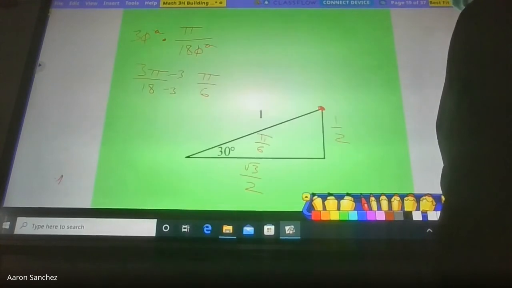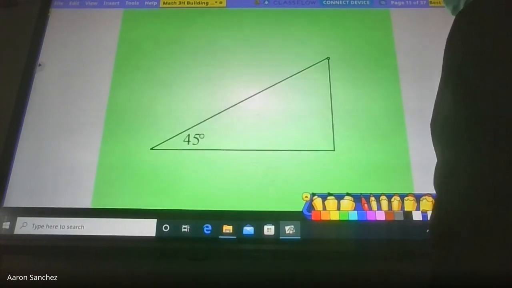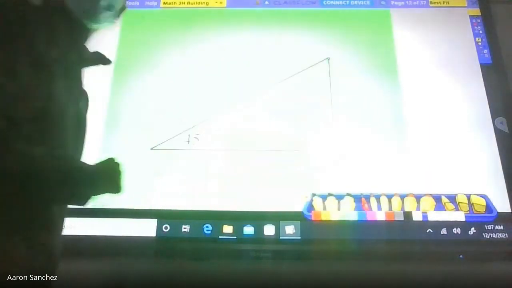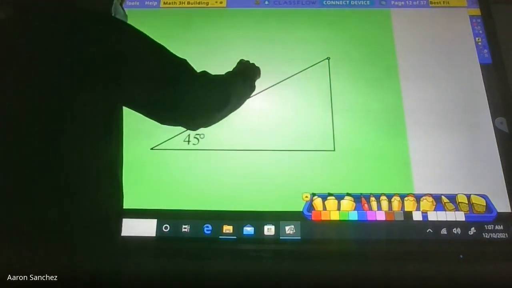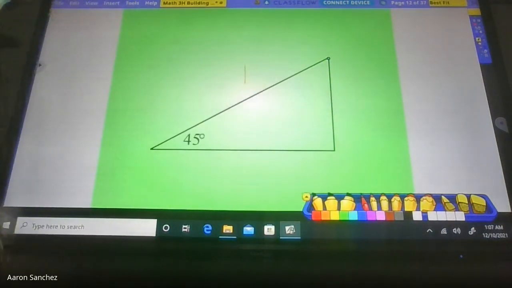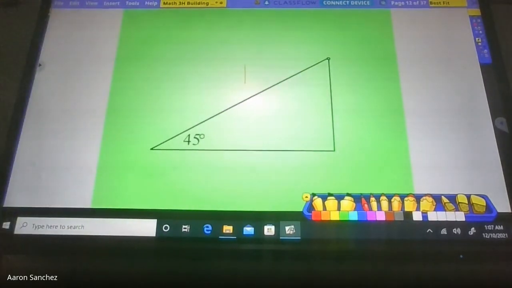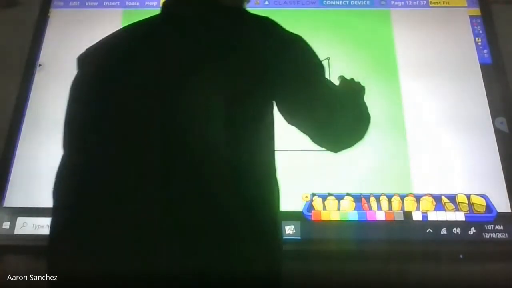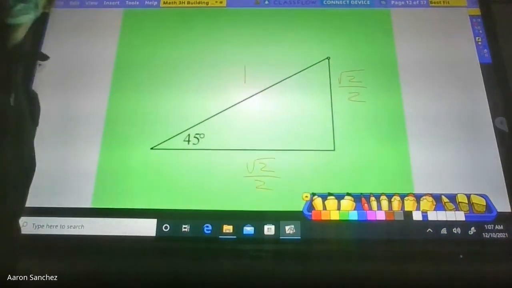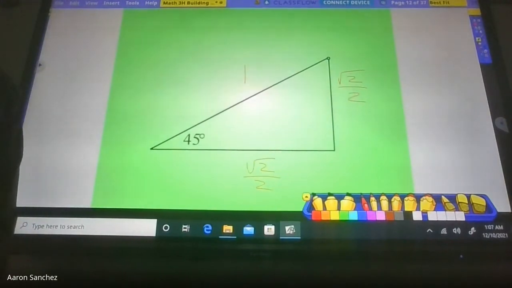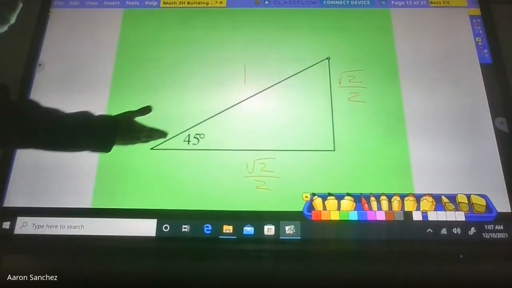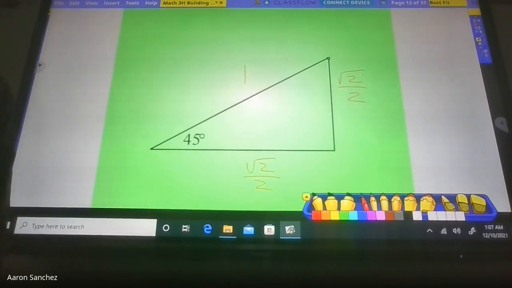Okay, so now let's look at the 45, 45, 90 triangle. For this point right here, remember, this is 1, right? We already calculated it. What's the y and what's the x? What's root 2 over 2? You guys have that there, right? Root 2 over 2 and root 2 over 2. Now let's figure out our radians. What's our radians?